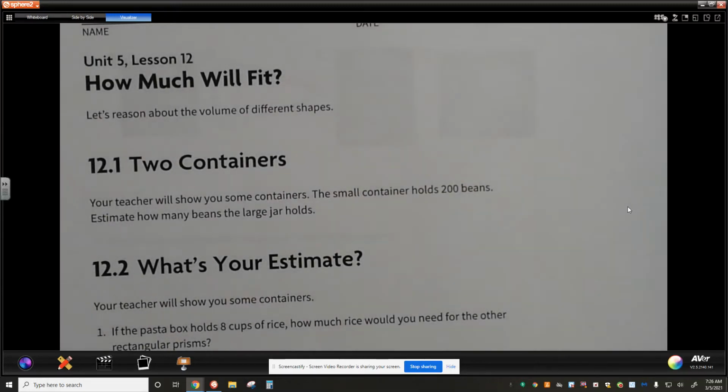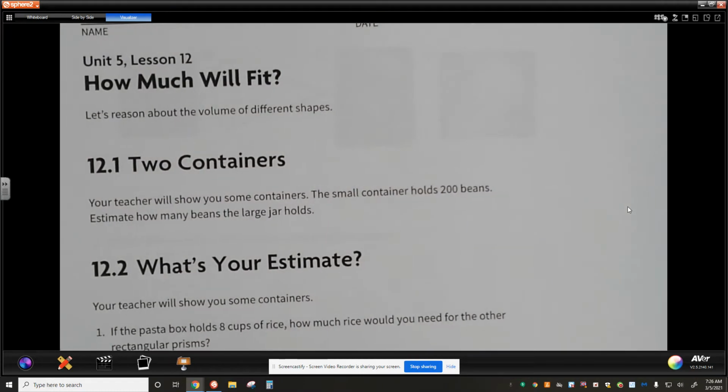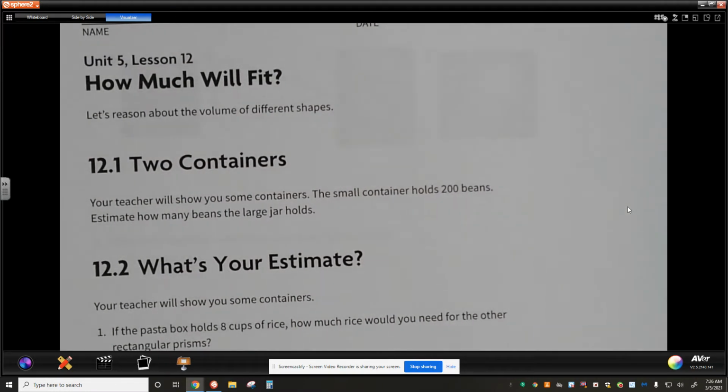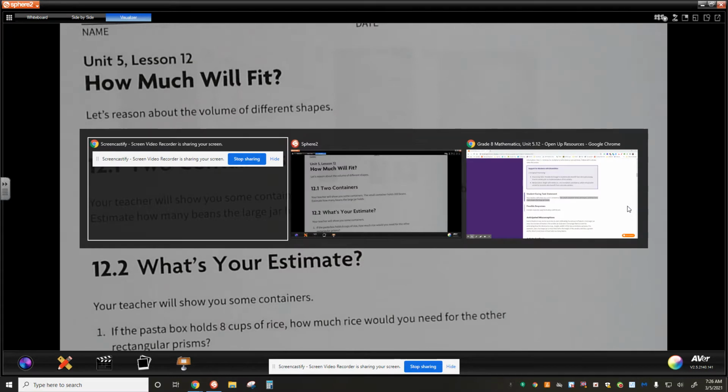How much will fit? We're going to reason about the volume of different shapes, and we're going to do that by actually analyzing some different containers and some different pictures. The first one that I have for you is actually a container that holds 200 beans.